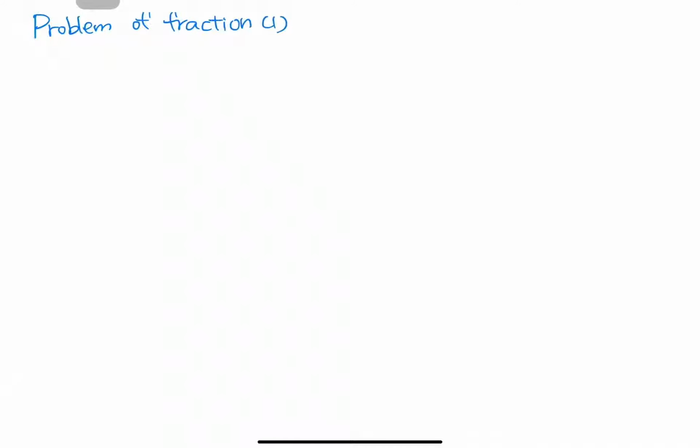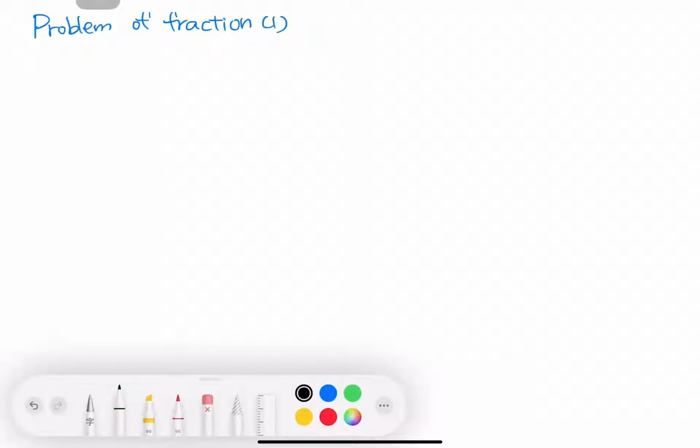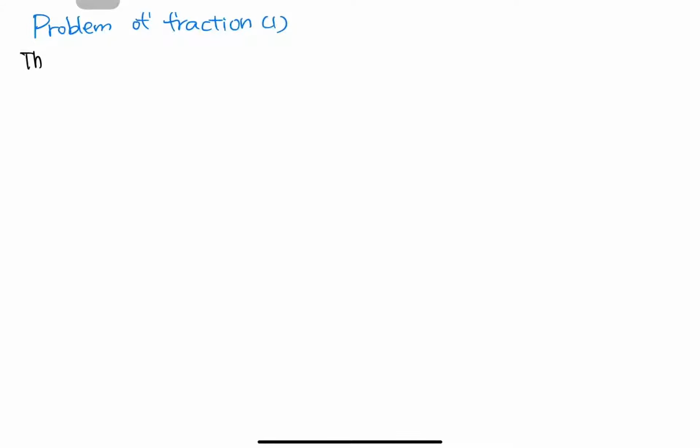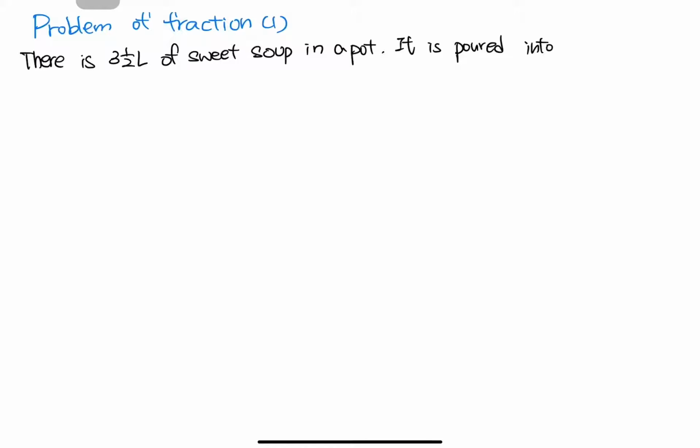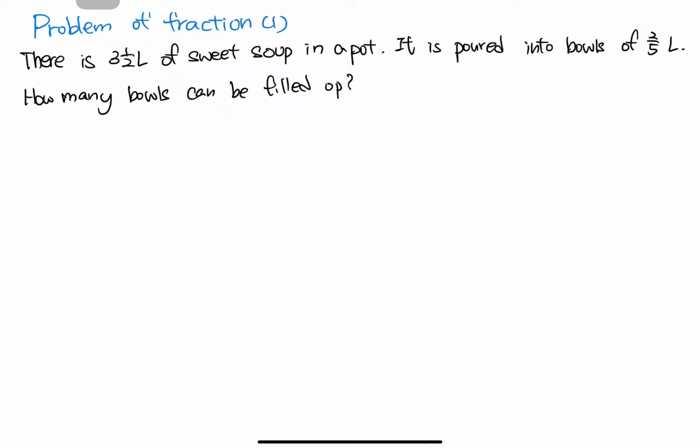For today, the question that I want to show you is telling you that there is 3.5 liters of sweet soup in a pot, and it is put into bowls of 2/5 liter, and the question is asking you how many bowls can be filled up at most.